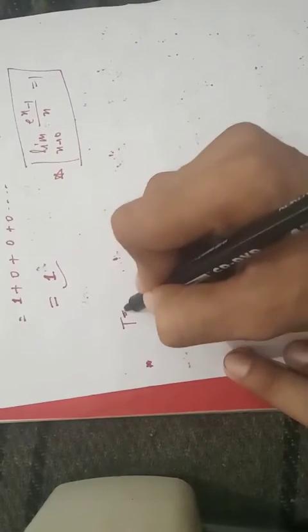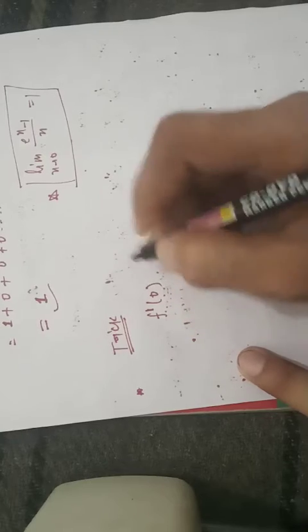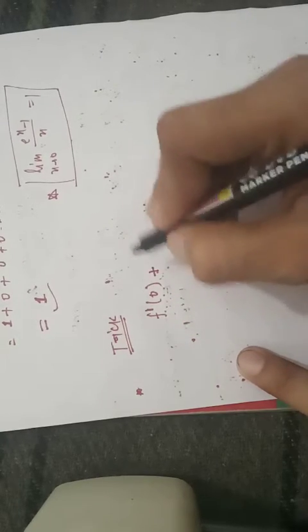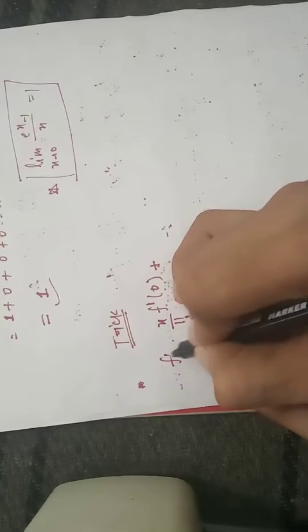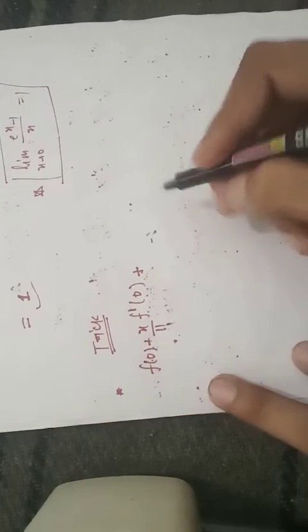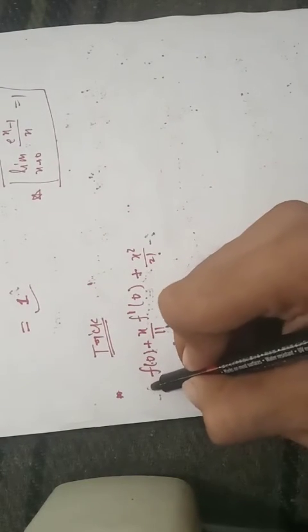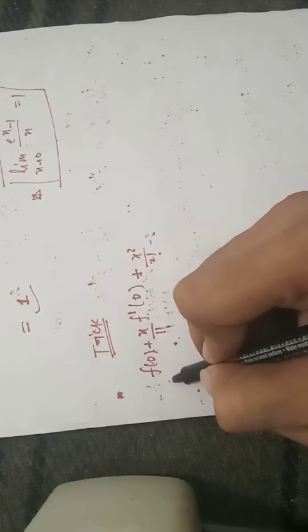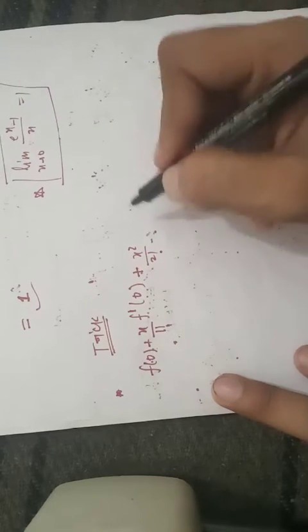I would like to write once here. Okay, what is the trick which I had written on that page also: f(0), plus here x upon factorial 1 times f'(0), plus x square upon factorial 2. Here also you can write x to the power 0 upon factorial 0. Factorial 0 means 1 and x to the power 0 means 1. That is why this is the pattern basically.